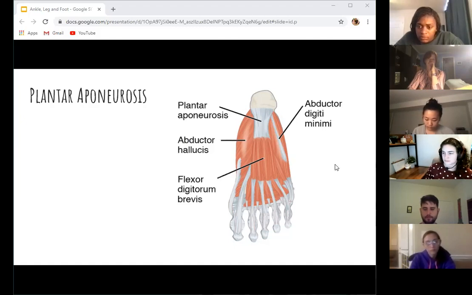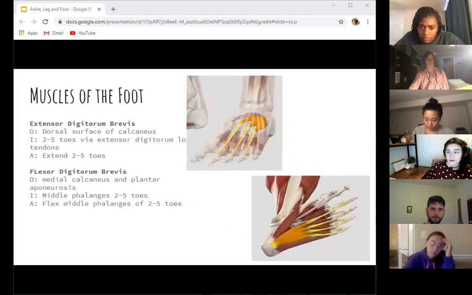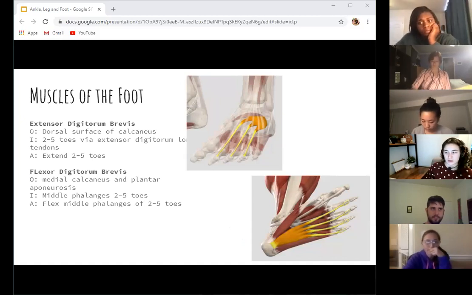So if that's okay with everybody, let's go ahead and just keep going and get through the muscles of the foot. There are several muscles of the foot. We are not covering all of them in detail. We're going to hit a few of the main muscles and then just be aware that this is not an all-inclusive list. So I'm going to start with, I tried to group some of these together.